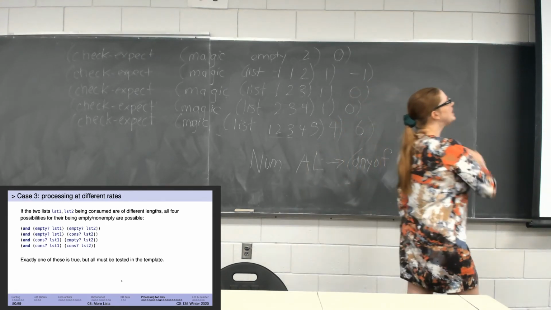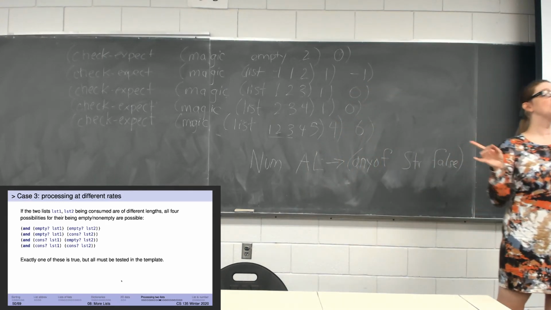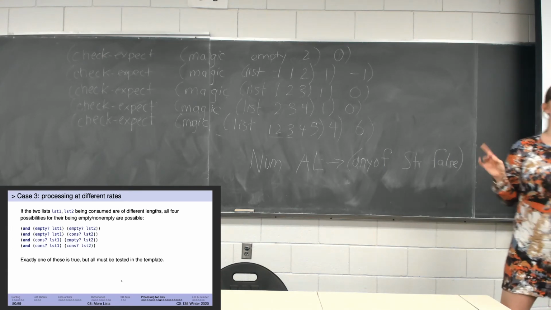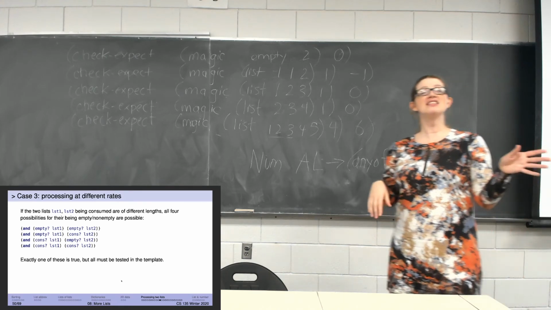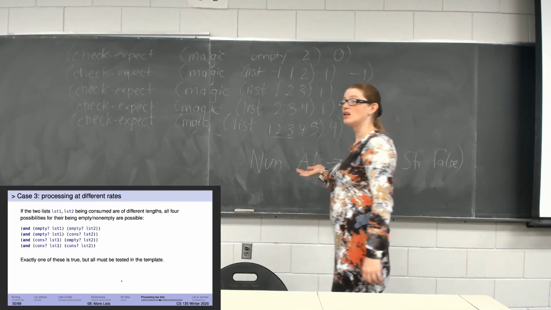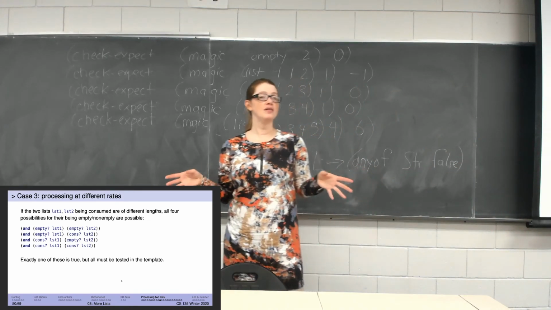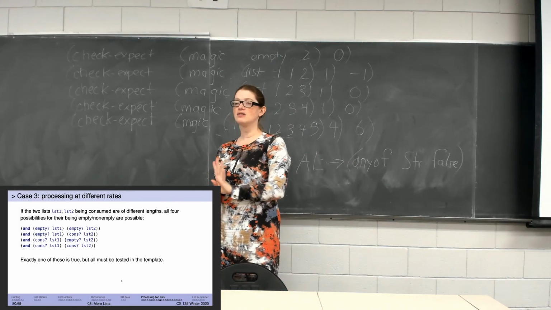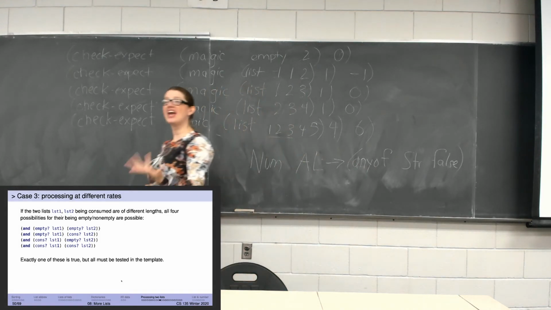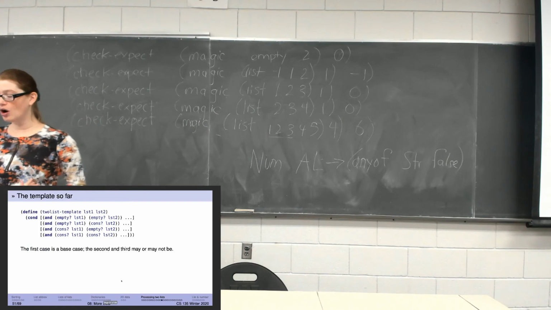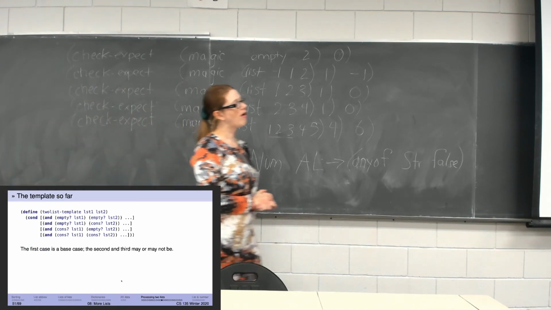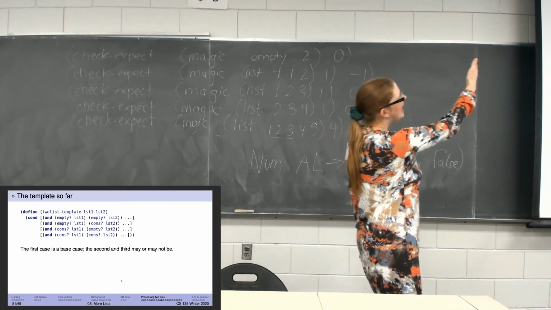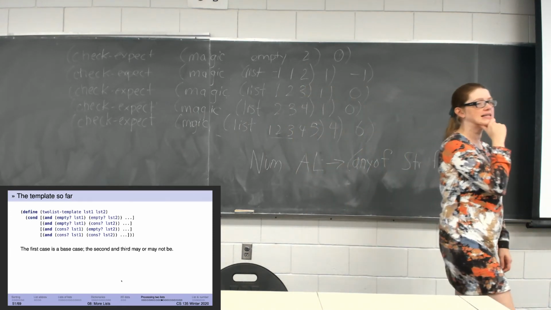So the four cases are: the two lists are empty, the first list is empty but not the second list, the second list is empty but not the first list, and both lists are not empty. Four different cases. Once we think about those cases, now we can actually go and try to build our lovely template. So we put those cases in as the questions in our cond.